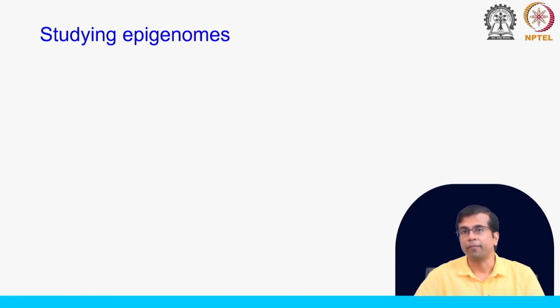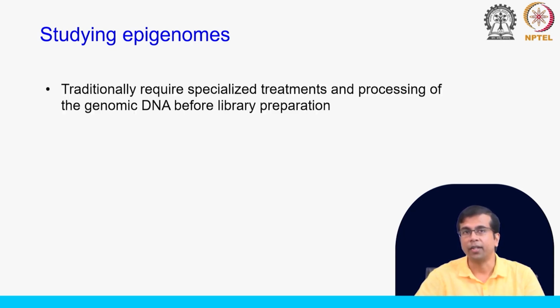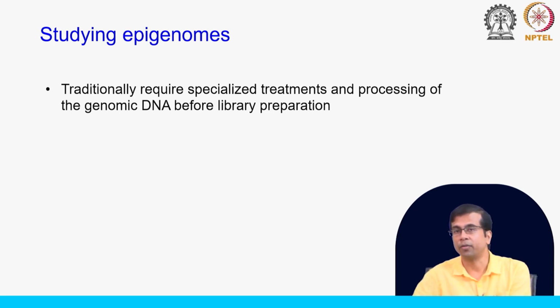So, the question is, why did I leave epigenomic studies for the last part? Why didn't we discuss it after the transcriptome analysis? That's because studying epigenomes traditionally requires specialized treatments and processing of the genomic DNA. For all types of applications that we talked about, there is some sort of experimental step. We isolate DNA, fragment it, add adapters, and then do amplification, etc. For RNA-seq, we convert to cDNA, etc. Then we prepare the library for sequencing through adapter ligation and amplification, and then do the sequencing.